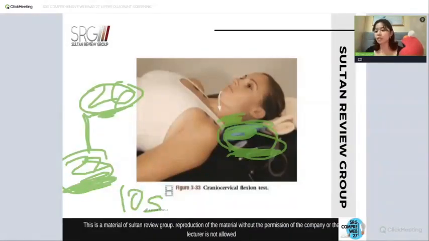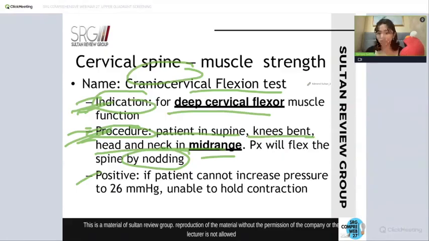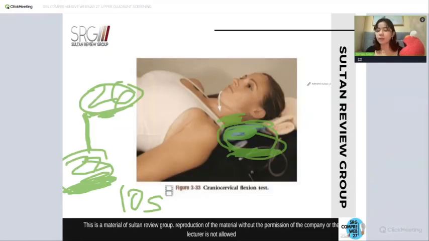Clear po tayo doon? So again, if hindi niya maakyat from 22 to 26, and if the patient is unable to hold the contraction for at least 10 seconds po, okay? Meaning to say may weakness yung deep cervical flexor muscle natin. Clear po tayo doon? Clear? Okay, very good. Okay, sige, let's now go to this one.